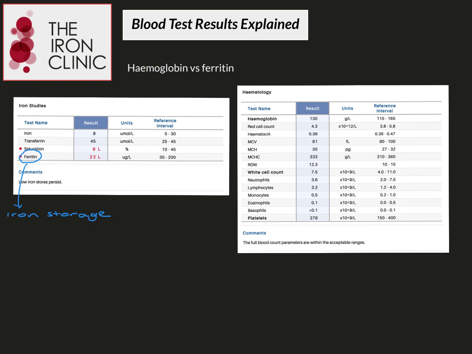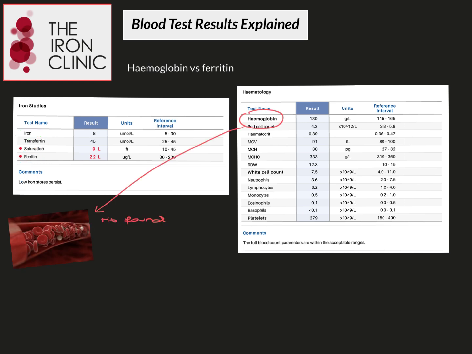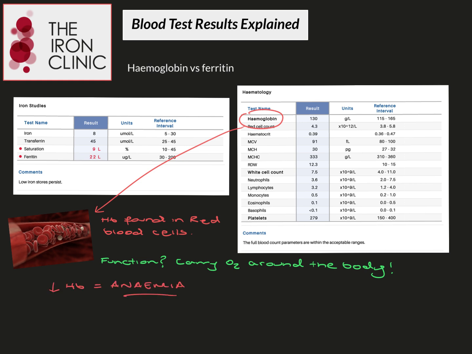Now let's talk about haemoglobin. Haemoglobin is a protein found in red blood cells, and its primary function is to carry oxygen around the body. Low haemoglobin levels can lead to a condition known as anemia, which manifests through symptoms like fatigue, weakness, and shortness of breath. It's important to note that these symptoms can also manifest in cases of iron deficiency. So how do ferritin and haemoglobin link in with each other?